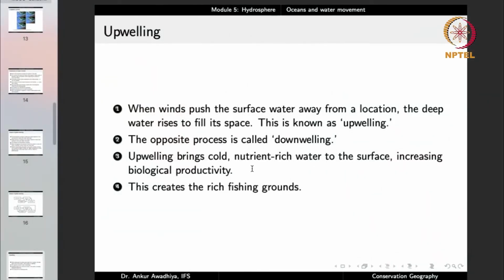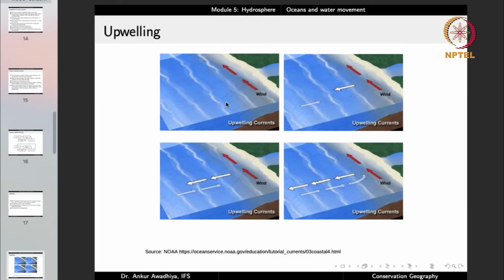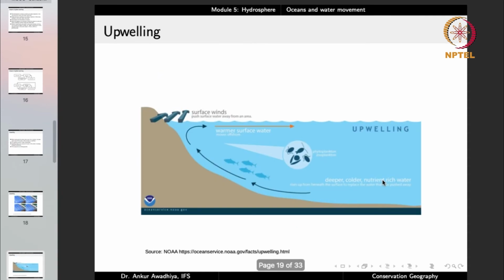Now, upwelling brings cold, nutrient-rich water to the surface, which increases biological productivity, creating rich fishing grounds. So this is what happens in the case of upwelling. You have a wind that is pushing water away from this area, and when the water is being pushed away, you have a void that gets created here, and this void is filled by water that is rushing from the bottom to the top. This movement of water will be further and further enhanced if we have a continuous movement of wind, and this will become an upwelling location.